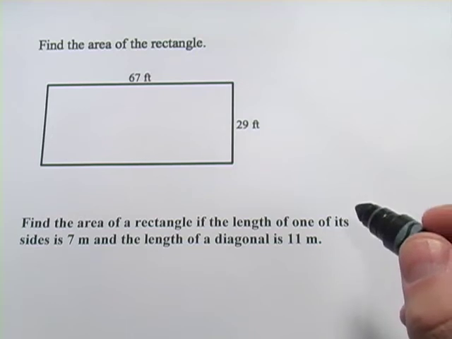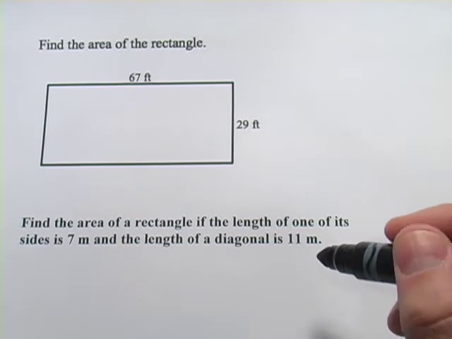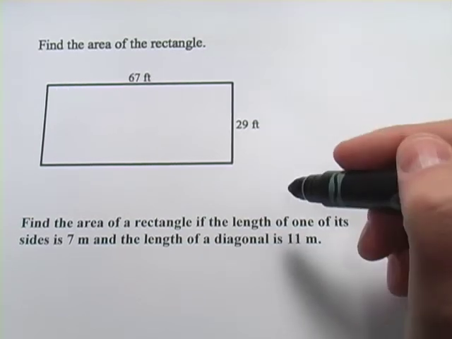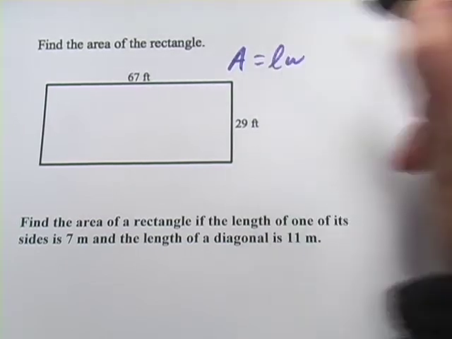Here we have some problems about the area or the perimeter of rectangles. And these are probably going to be a review for you, but it doesn't hurt to brush up. Remember that the area of a rectangle is simply the length times the width.